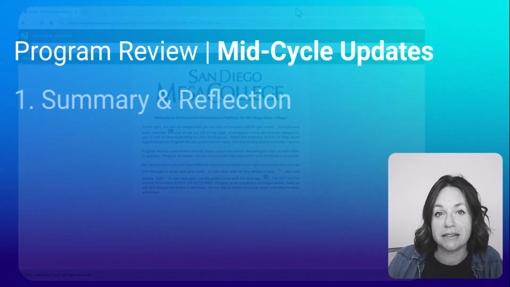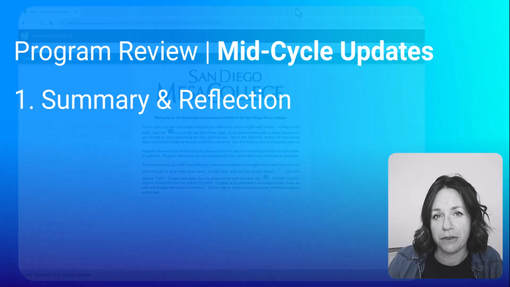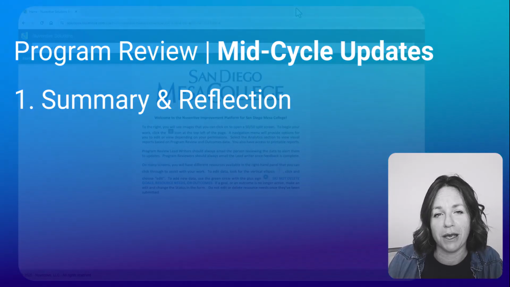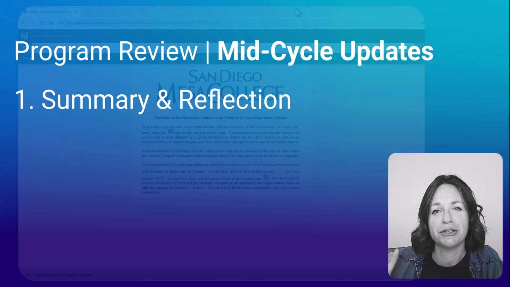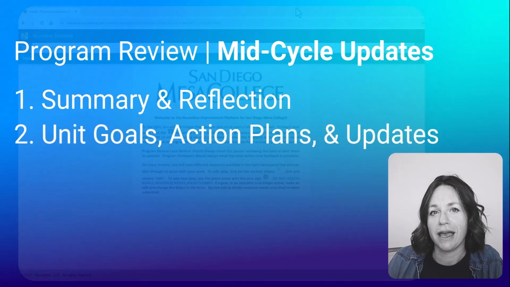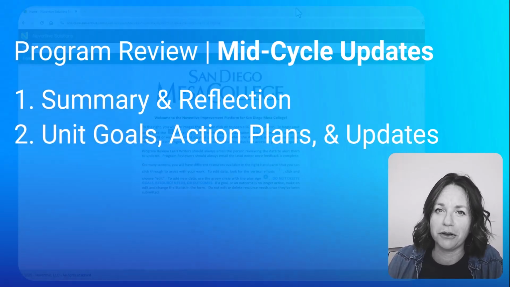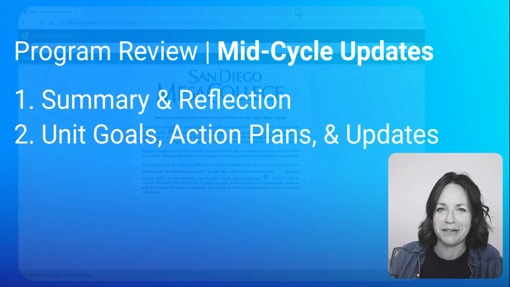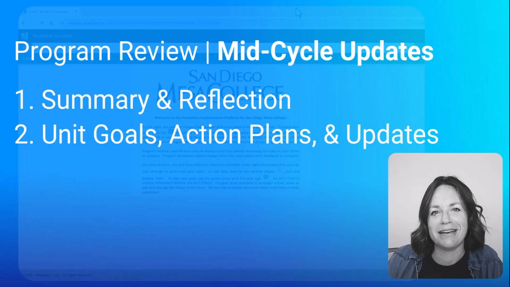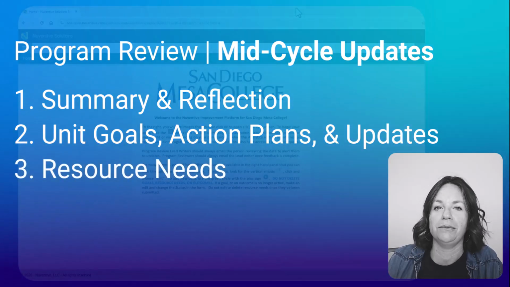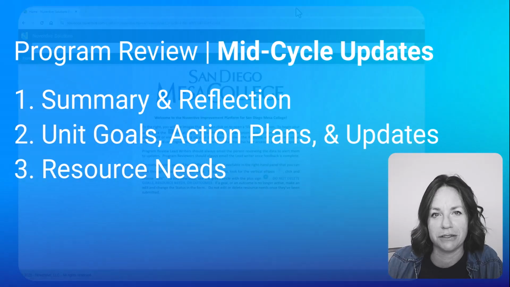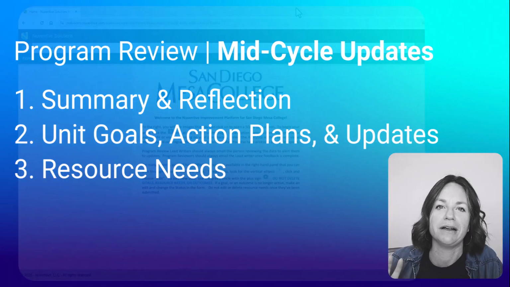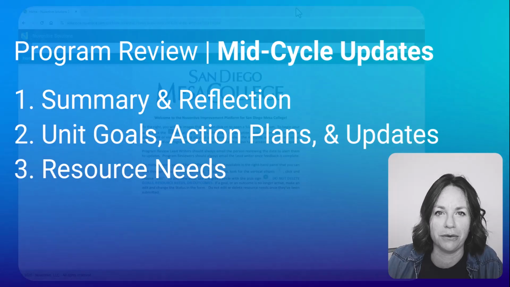So number one is a summary and reflection. I'll share with you where to find that. You're going to be updating your summary and reflection. Number two is the goals, action plans, and updates. So you're going to be adding updates to your action plans for the goals that you set. And then number three, what is number three? The resource needs. So you're going to be submitting any resource needs that you might have. So those are three areas that I'm going to show you right now.